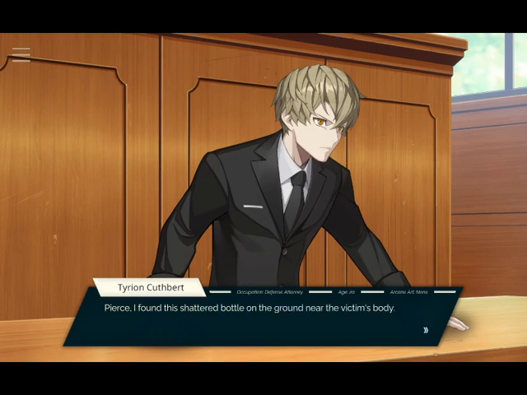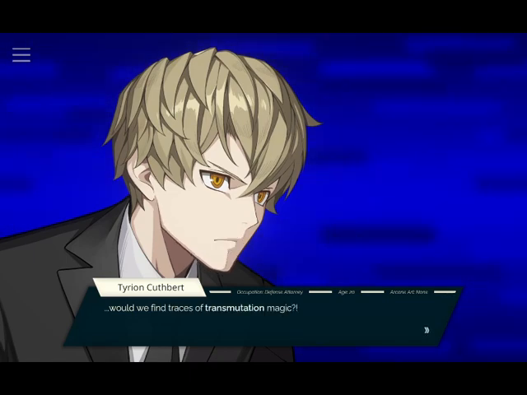Pierce, I found the shattered bottle on the ground near the victim's body. I wonder what caused it to shatter. You must have decided to use any liquid you could find. Luckily for you, the victim was holding the perfect quantity of liquid in his hands. I wonder, Lord Pierce, if we had someone analyze the broken pieces of this bottle, would we find traces of transmutation magic?